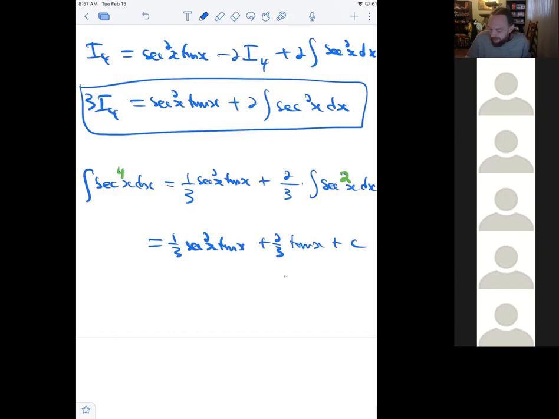If you have a higher one, you just have to keep doing this over and over again with secants to reduce till you get down to secant 1. If you had a secant 6, you'd have to reduce to secant 4, then reduce secant 4 to secant squared, and then you're done. If you have secant 5, you're going to have secant cubed, then secant cubed to secant 1, and then you're done. So this is going to be the horrible scenario.